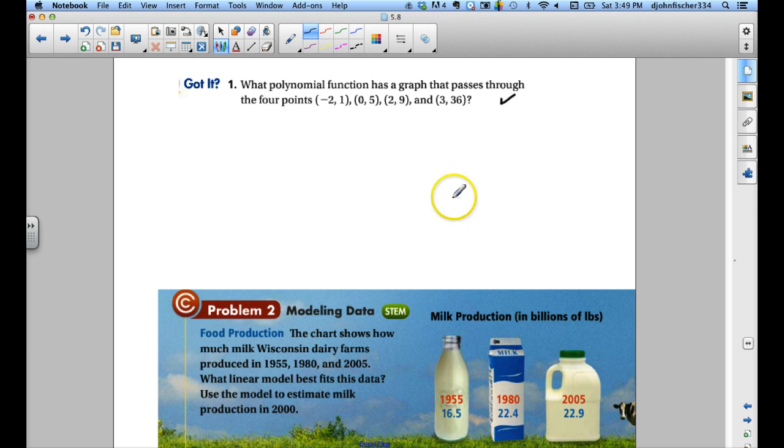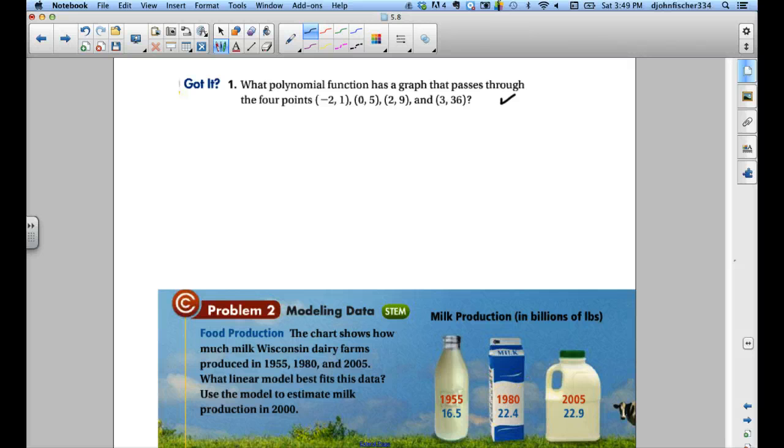It says the chart shows the milk production of Wisconsin farms in 1950, 1980, and 2005. What linear model best fits this data? Use the model to estimate the production in 2000. How do we know it's a linear model? Because there are 3 points, and one less than that would be 2. So let's try this one out. We're going to write down the points and go to our calculator.